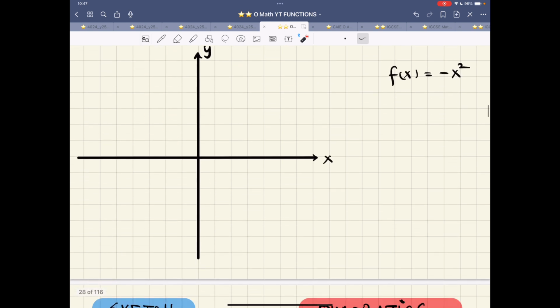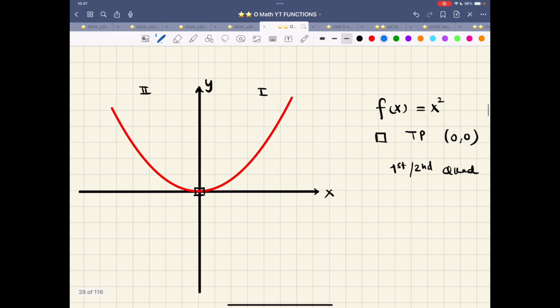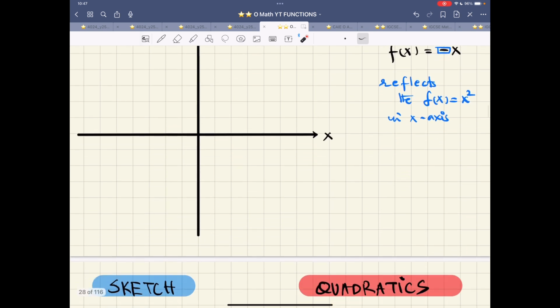Let's focus on the graph of f(x) is equal to negative x squared. Now this negative, what does it do? It reflects the graph of f(x) is equal to x squared in the x-axis. That's one approach. Also, you can see that all these values which are coming out to be positive, they will be reflected down because of the negative sign. So let me use a blue color over here and let me draw a graph like this.